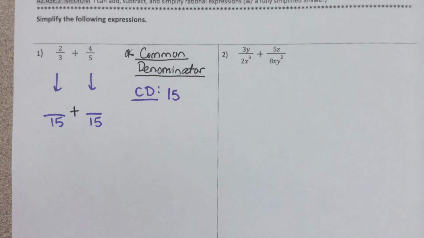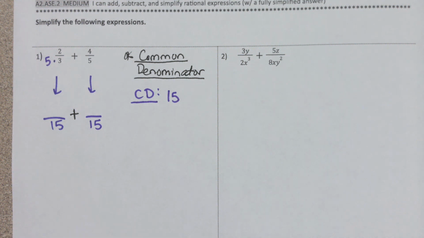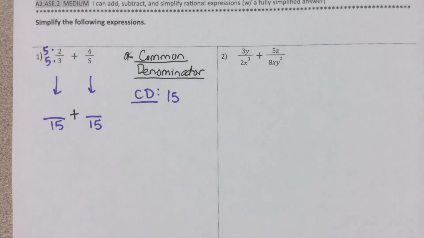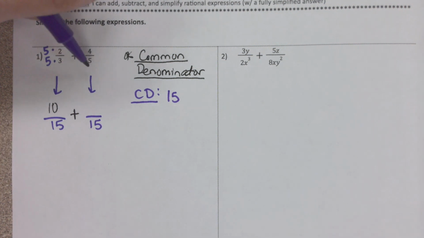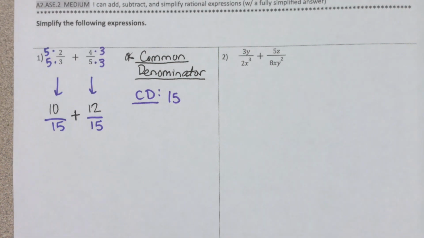Now we have to ask ourselves, fraction at a time. First fraction, how do we turn this 3 into a 15? 3 times 5. With a fraction, whatever you do to the bottom, you have to do to the top. So we multiply top and bottom by that 5. So 5 times 2 on the top, we now get 10 over 15. And then for our second fraction, to turn 5 into 15, we need to go times 3 on top and bottom. And we end up with 12 over 15.